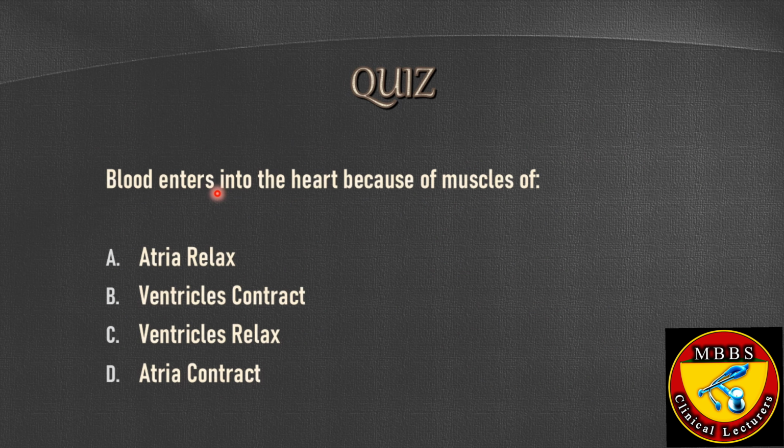Quiz. Blood enters into the heart because of which: atrial relaxation, ventricular contraction, ventricular relaxation, or atrial contraction? At which stage does the blood enter into the heart? During the atrial relaxation, ventricular contraction, ventricular relaxation, or atrial contraction?